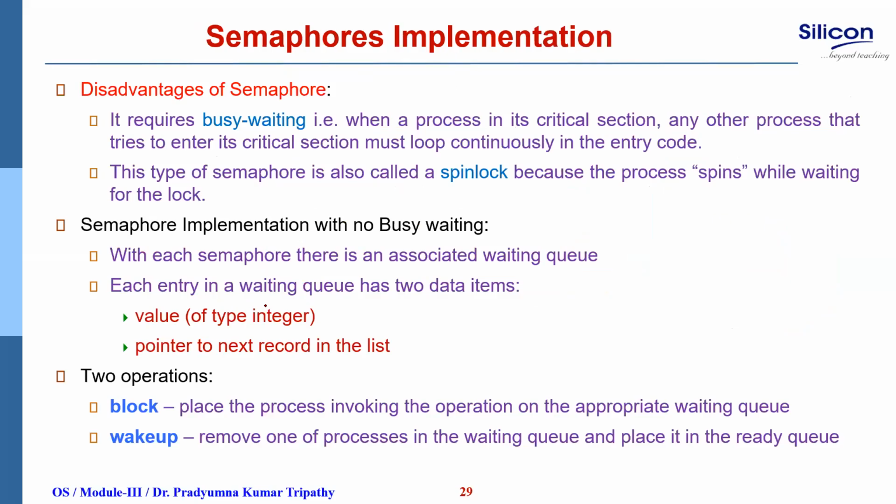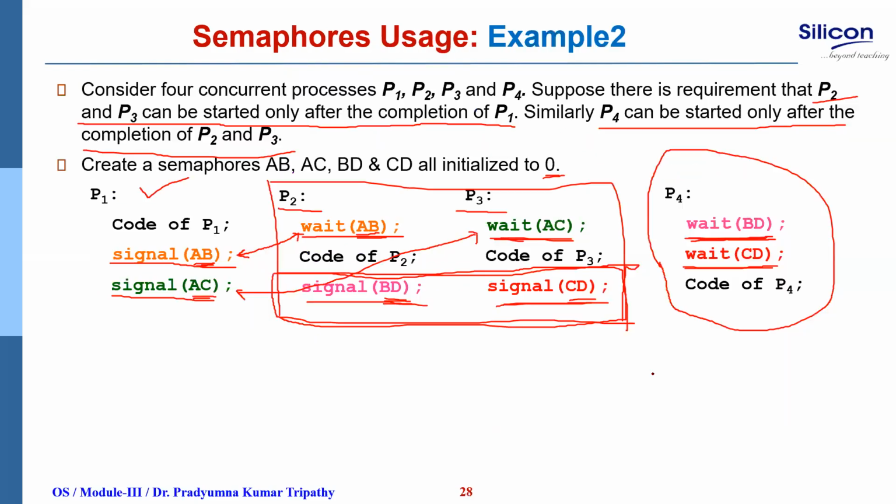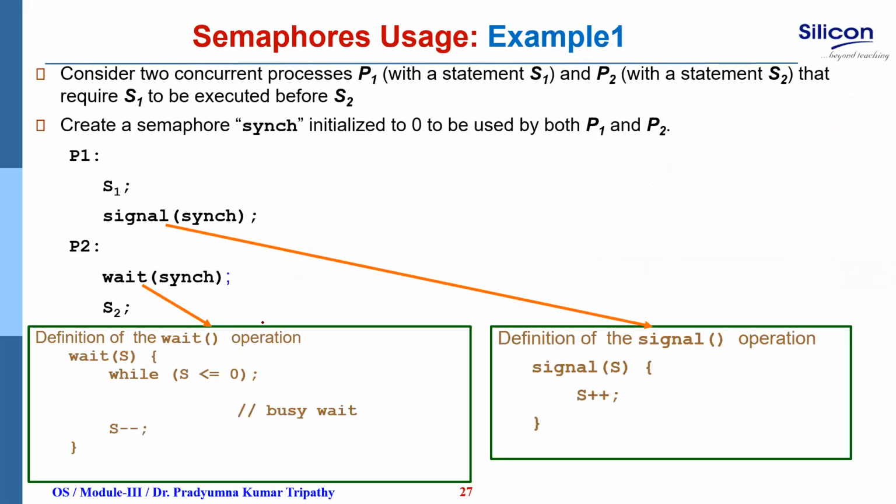Now, what is the problem in semaphore? What are the disadvantages of semaphore? It says that all the time, unless it has got the lock, it is just spinning over there. Till the time S is less than or equal to 0, what is it doing? It is just spinning over here. That means it is busy waiting for the lock. This is called busy waiting.